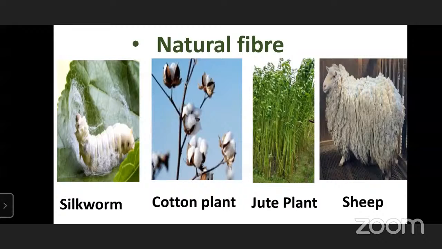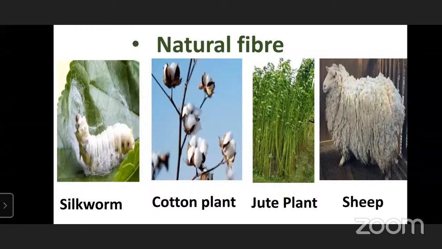And last, we all know, this is a sheep. And from the sheep, we get wool. So silkworm, cotton plant, jute plant, and sheep are the examples of natural fiber. We get them from plants and animals.